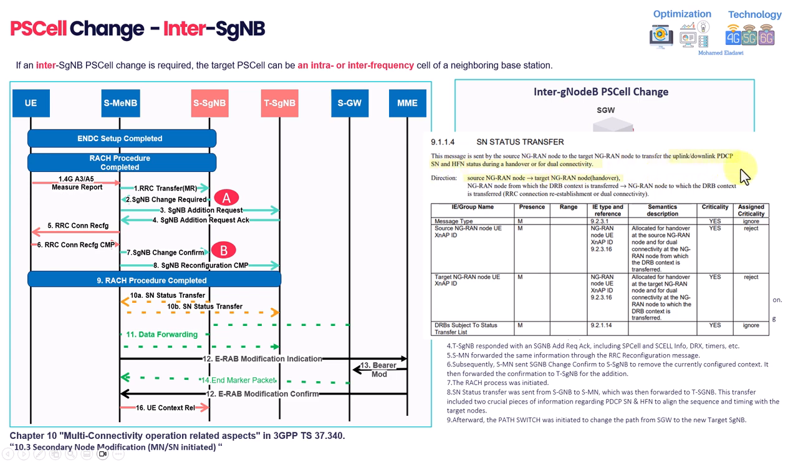PDCP SN stands for Packet Data Convergence Protocol Sequence Number. It is the sequence number used in the 5G PDCP layer, and it is used to sequence and reassemble the packets, for example to ensure that they are received and processed in the correct order, and to avoid any packet loss during transmission in general.